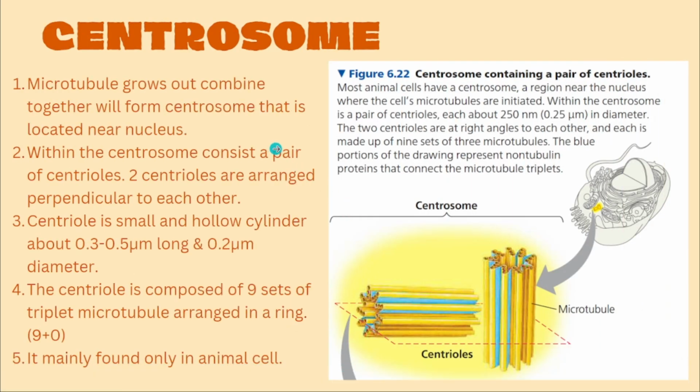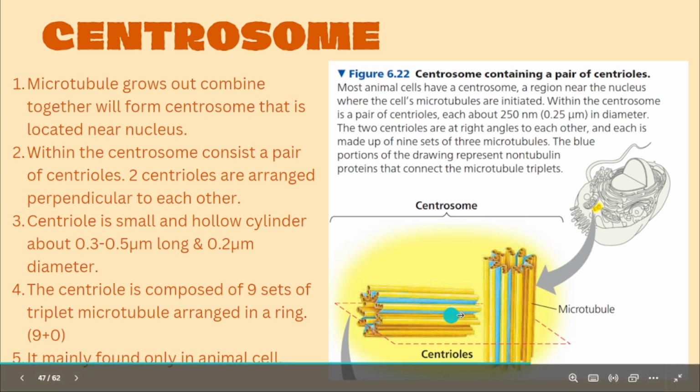Okay, this one, as I mentioned, is the centriole. The centrosome is one type of microtubule structure formed in the animal cell. When microtubules grow, they can combine together to form the centrosome, which is located near the nucleus. A microtubule is a long, hollow, rod-like structure. When many microtubules are combined together like this, you can see it in this diagram.